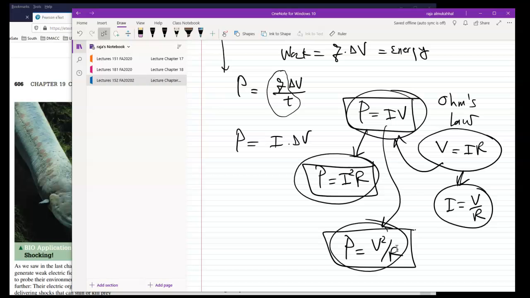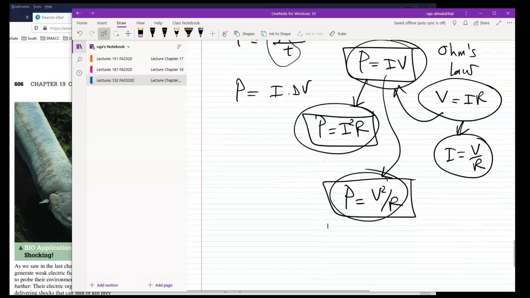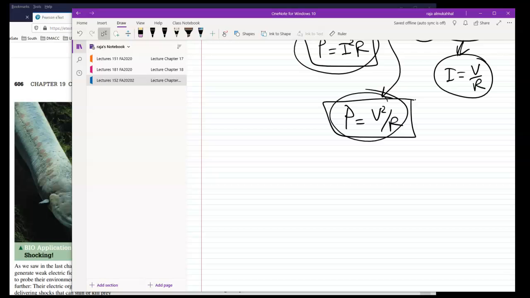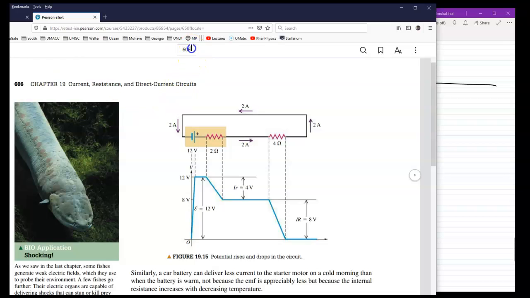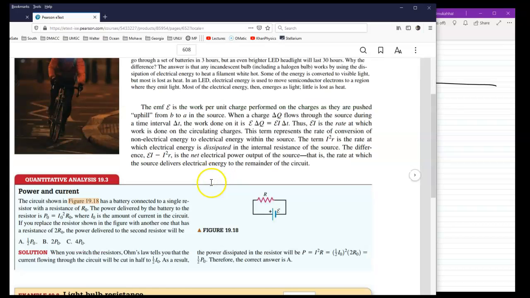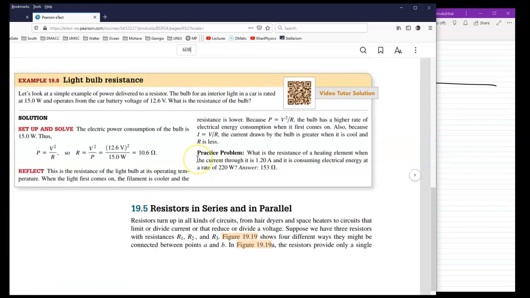Let me show you how this works. Let's do example 19.8. I promise we'll do some problems on the homework, but I'm just trying to explain the lessons for you. It's right here, page 608. It says, let's look at a simple example of power delivered to a resistor.